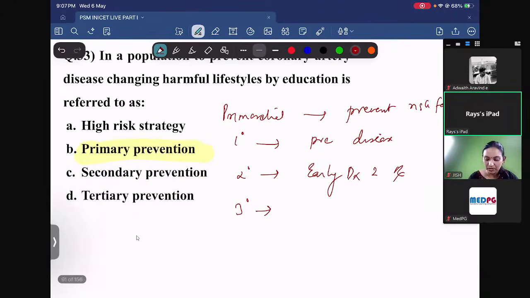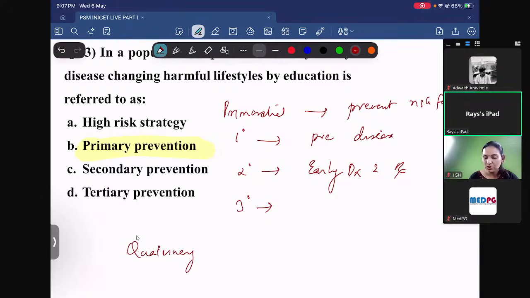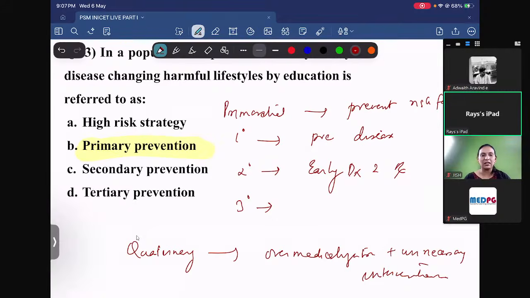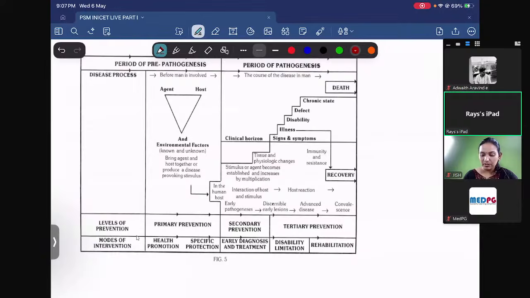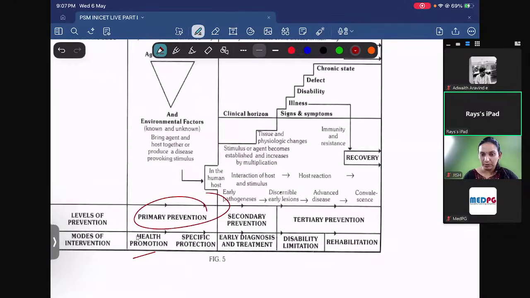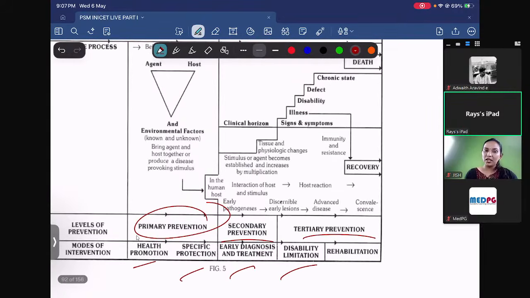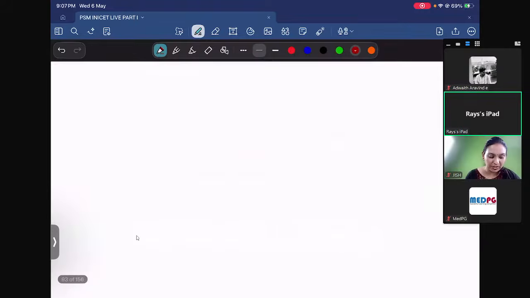Now you have something called as quaternary prevention also. This is to prevent over medicalization, giving over medicines and unnecessary interventions. Simply getting the patient, unnecessary CT scan, MRI, giving so much of medicines, all this has to be prevented. That comes under the quaternary prevention. That's a new entity. Same thing. You have levels of prevention and modes of intervention. Primary prevention, which are the modes? Health promotion, specific protection. Secondary prevention, early diagnosis and treatment. Tertiary prevention, you have disability limitation and rehabilitation. So these are the different levels of prevention and the modes of intervention. Moving on to the next question.